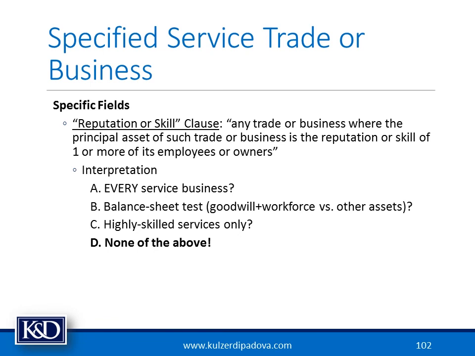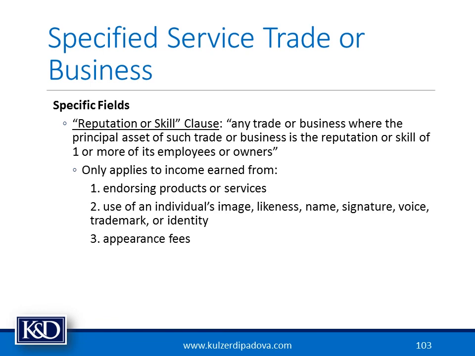The IRS came back with none of the above. The IRS has interpreted the reputation or skill clause extremely narrowly. It only applies to income that's earned from endorsements, likeness or image rights, and appearance fees. So only those individuals who are so well known that they can get money by putting their name on something or showing up somewhere are going to be captured by this reputation or skill clause.